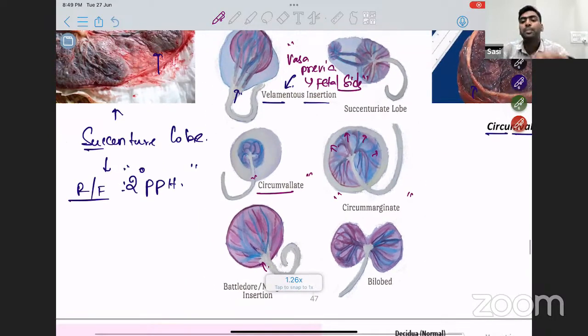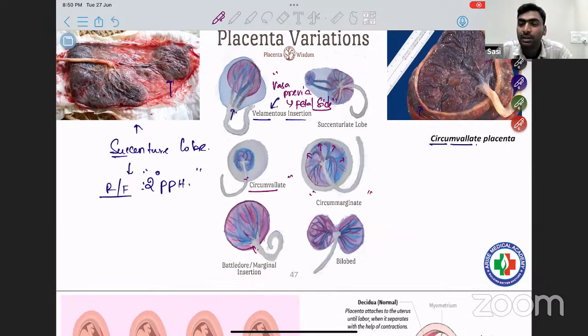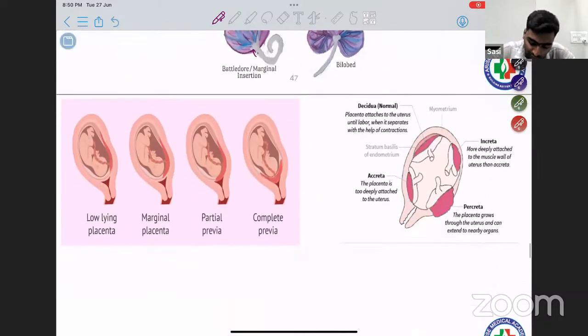Remember, in the case of battledore placenta, the vessels will be separated after insertion only, whereas in the case of velamentous insertion, it will be a premature separation, so it can result in EHGM. Fine, that's it. Next one, we'll move on to a few other conditions.